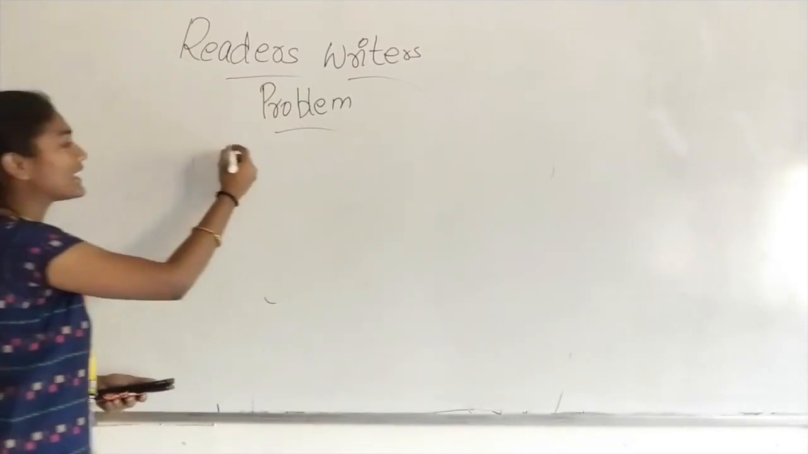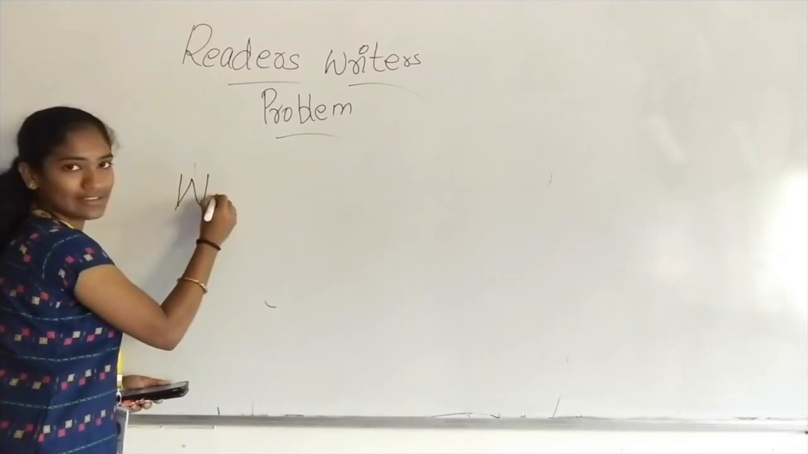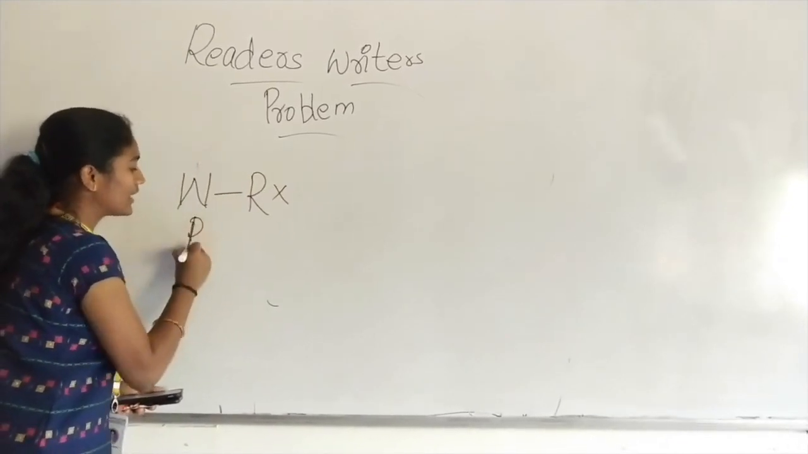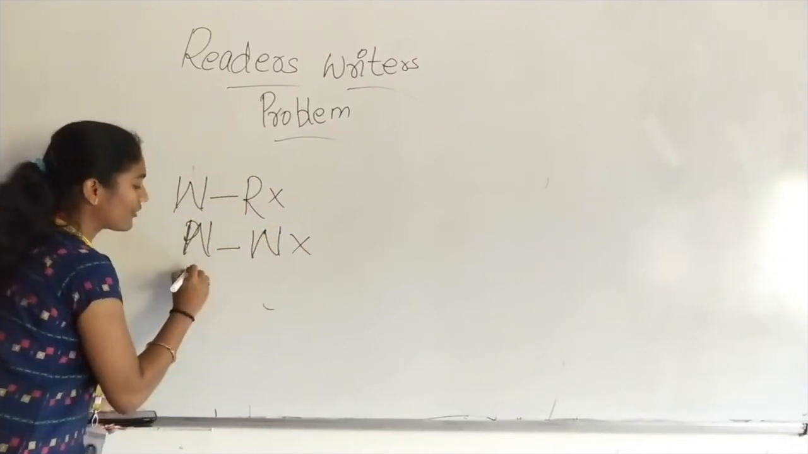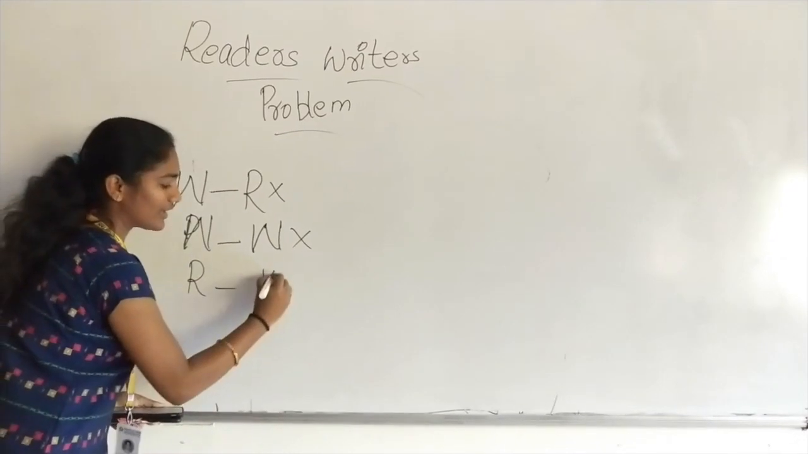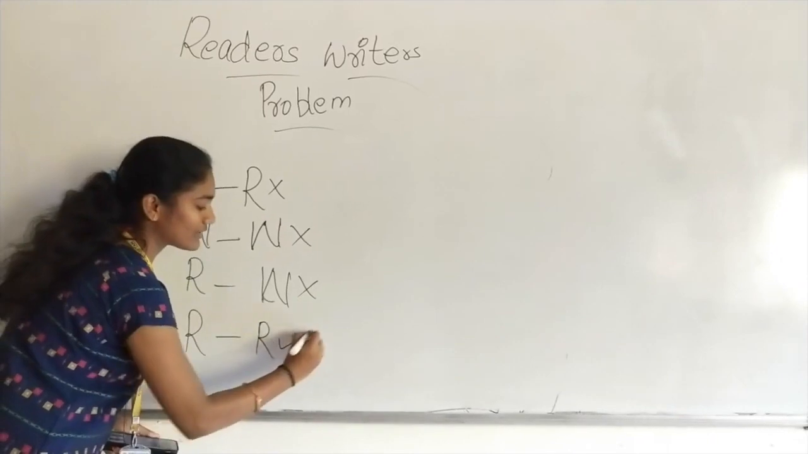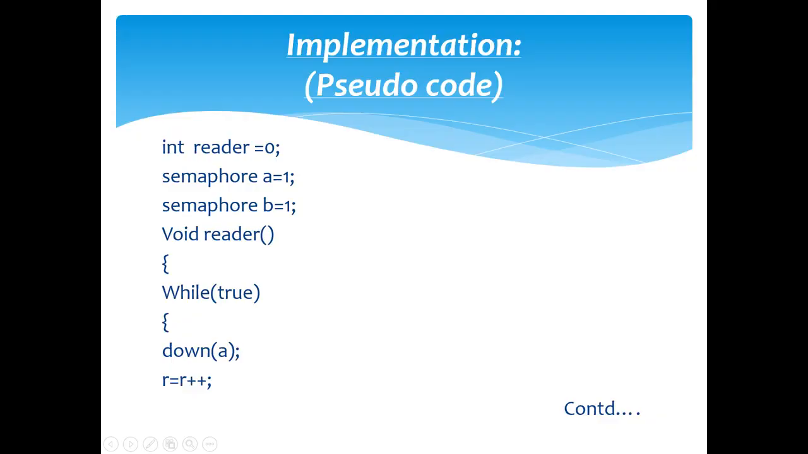So the cases we deal with in the reader-writer problem are: if a writer is inside, another reader is not allowed. If a writer is inside, another writer is not allowed. If a reader is inside, a writer is not allowed. But if a reader is inside, n number of readers are allowed. Now we have to implement the code for these situations.